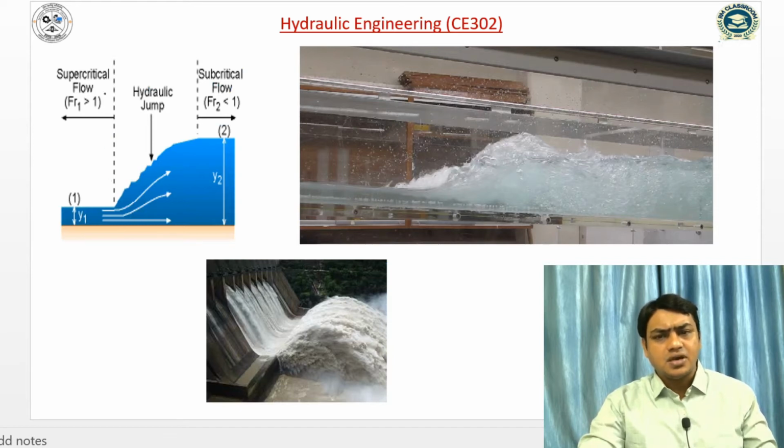Here we can see this is section 1, where the flow is supercritical, or we can say the Froude number is greater than unity, and this depth is called the initial depth or pre-jump depth, and this depth is called the post-jump depth. After the jump, the depth is y2, and here the flow is subcritical. So when flow changes from supercritical to subcritical, a roller or hydraulic jump will form. This is the setup in a laboratory. Here we can see examples of hydraulic jump.